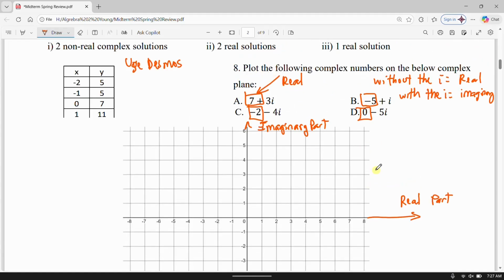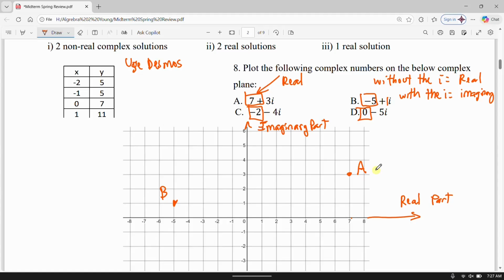Here we go. So the first one is 7. So we go to the right 7, and then we go up 3, positive 3. So this is point A. Point B, negative 5. So negative 5, and then plus 1. And now this is 1 there. Okay, so this is point B.